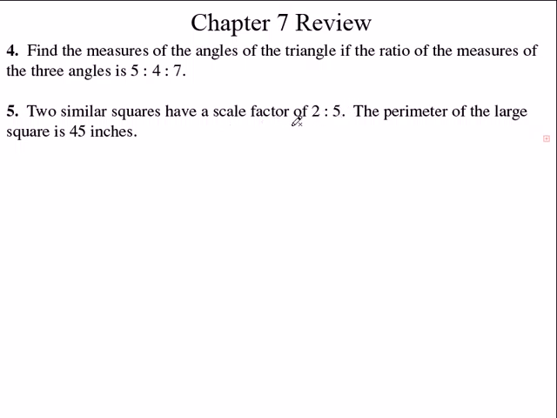Let's see, 2 scale factor. We're talking perimeter, okay? It doesn't mean that this is like 2 inches and this is 5 inches necessarily. It just means for every 2 you go on this one, you go 5 on this one. So this one's definitely going to be bigger. So our ratio is 2 to 5.